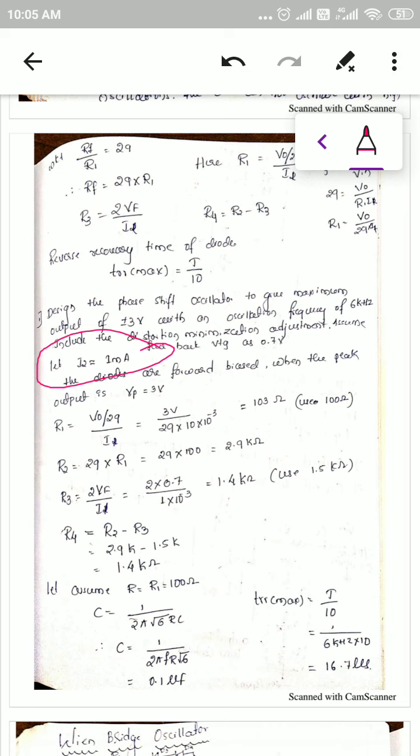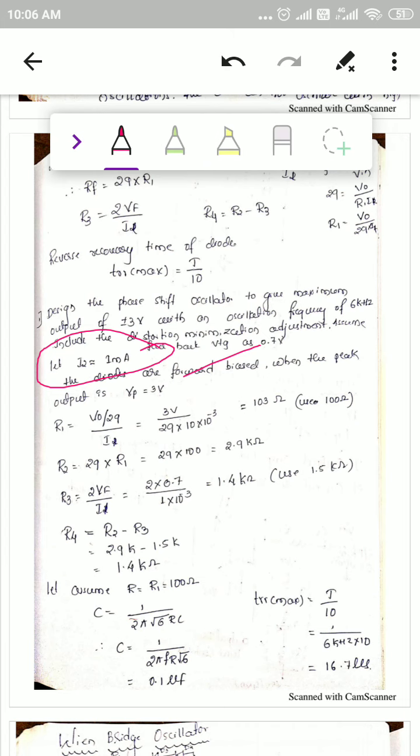When the output voltage is low, the diodes will be reverse biased. When the output voltage is maximum, then they are forward biased. So the maximum output voltage they have given here is 3 volts. So from the above equations which we discussed, R1 is V0 divided by 29 times I2.